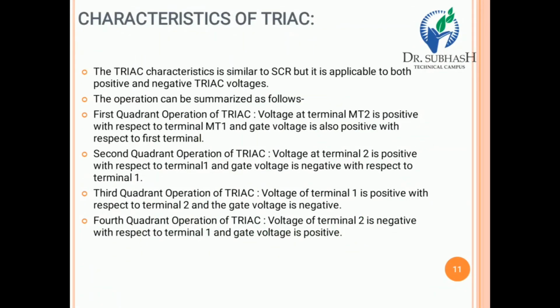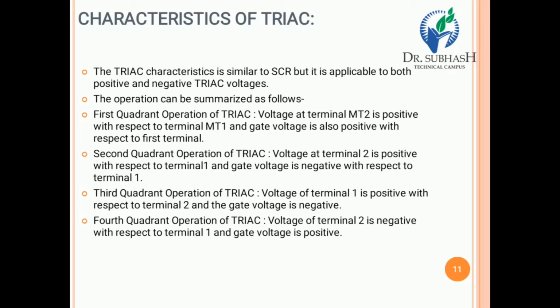So in conclusion, the triac characteristic is similar to the SCR, but it is applicable to both positive and negative triac voltage. The operation can be summarized as follows. In the first quadrant operation of the triac, the voltage at terminal MT2 is positive with respect to terminal MT1, and the gate voltage is also positive with respect to the first terminal. In the second quadrant operation, the voltage at terminal 2 is positive with respect to terminal 1, and the gate voltage is negative with respect to terminal 1.